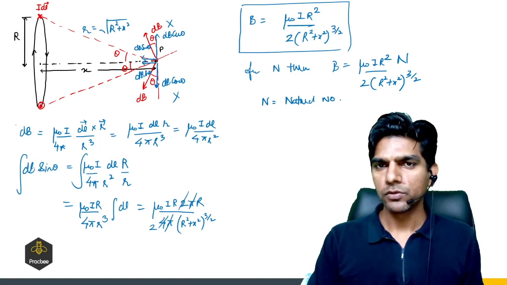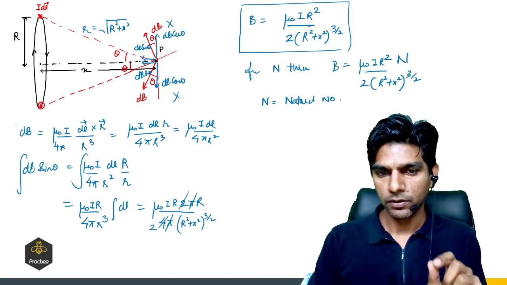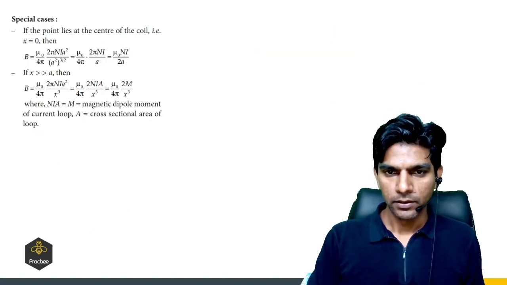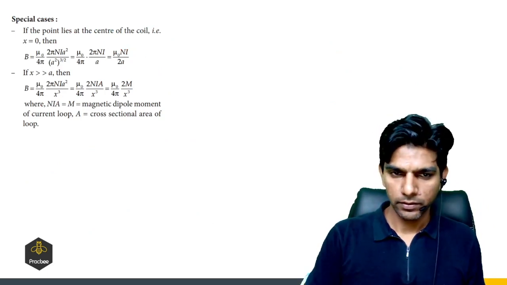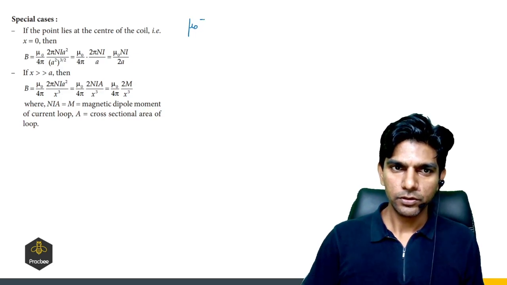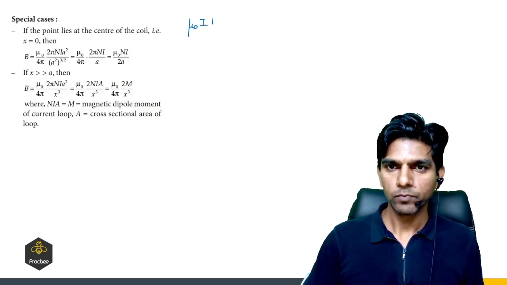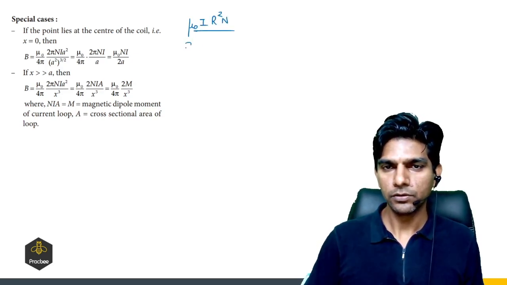And this derivation is also important, so do practice this derivation. Okay, now there are two special cases. If I write down the formula, it is mu naught I r square n upon 2 times (x square plus r square) raised to power 3 by 2.